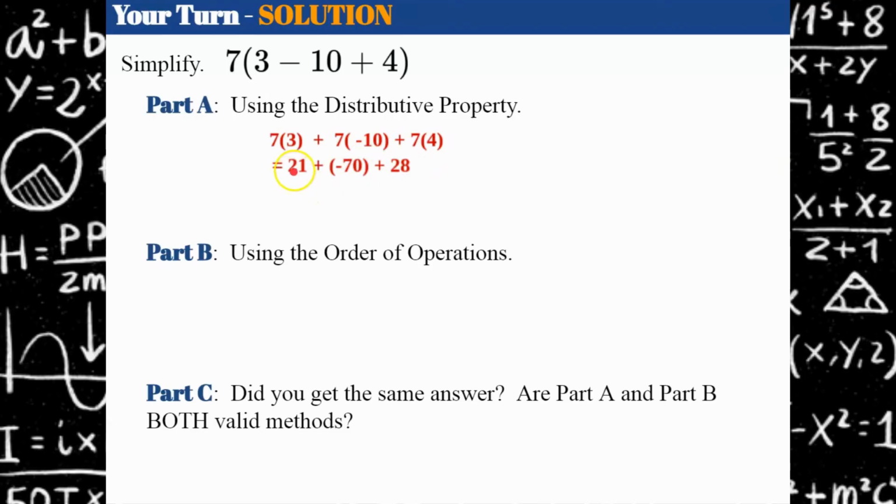Now, I'm going to group these. I'm going to add 21 and 28 together first because they're positive values. 49. And now I've got to add -70, which gives me -21.